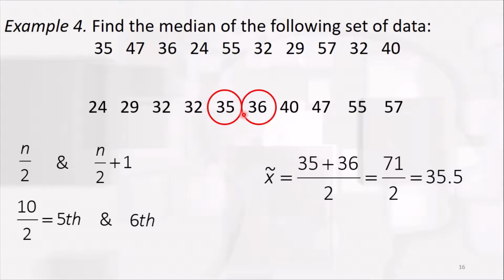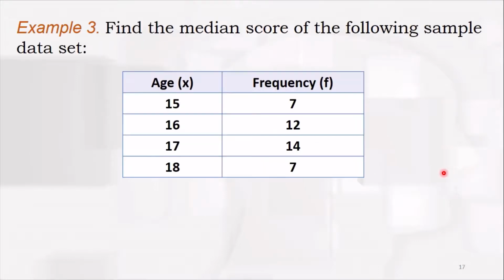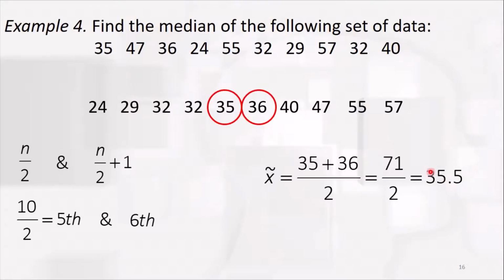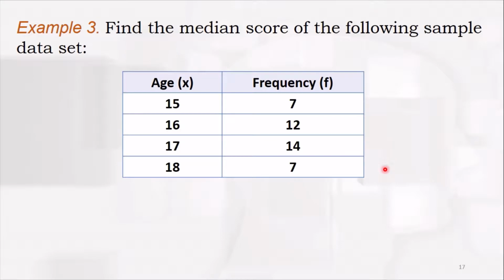Pag sinabi nating mean, again, add the two scores. Then, since we have two scores, then divided by 2. So, 35 plus 36, we have 71. Divided by 2, that's 35.5. So, yung median natin dito is 35.5. Okay? Next, paano naman kapag meron tayong frequency or this type of data?